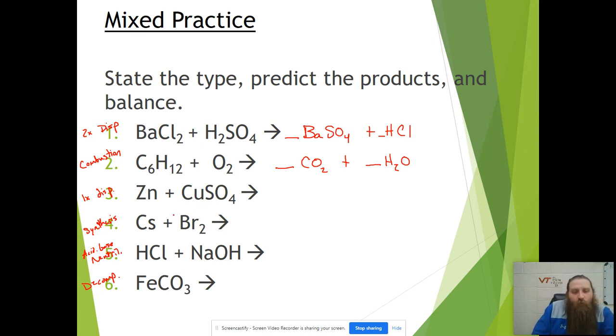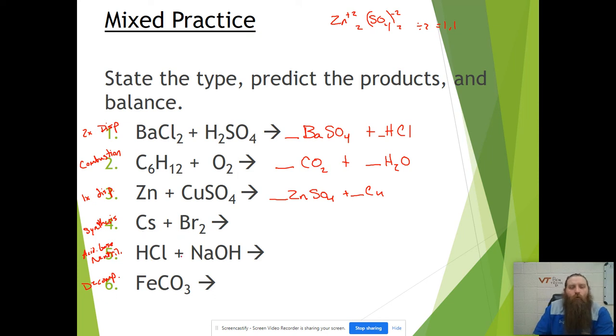Single displacement, all right, well, we know zinc by rule is always plus 2. Sulfate is minus 2. So I'm going to get zinc sulfate. The charges are going to cancel out, right? Zn plus 2, sulfate minus 2. So when the 2's come down, we always reduce. So we divide by 2 and we get 1s. Okay, so we got zinc sulfate and we're going to have copper all alone.